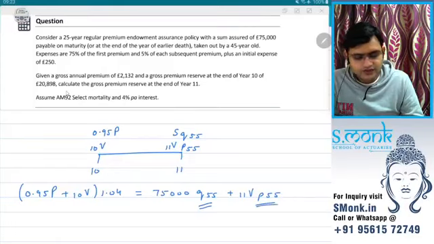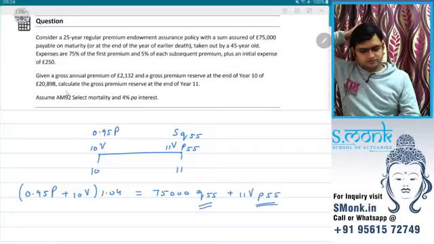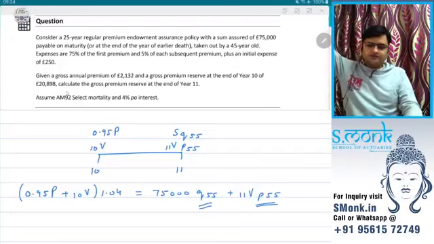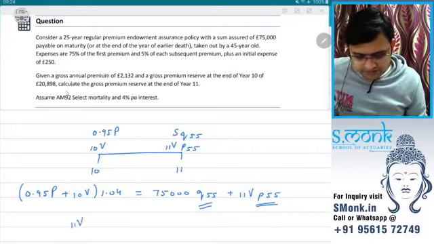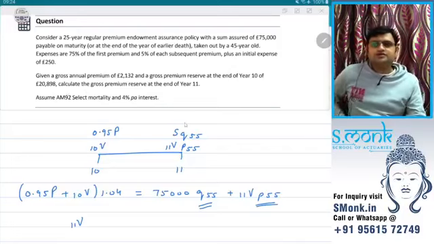Find these values from AM92. All the other values are given. You have to find just 11V. Find these values and tell me what would be our 11V. I'll be back in just 2 minutes.